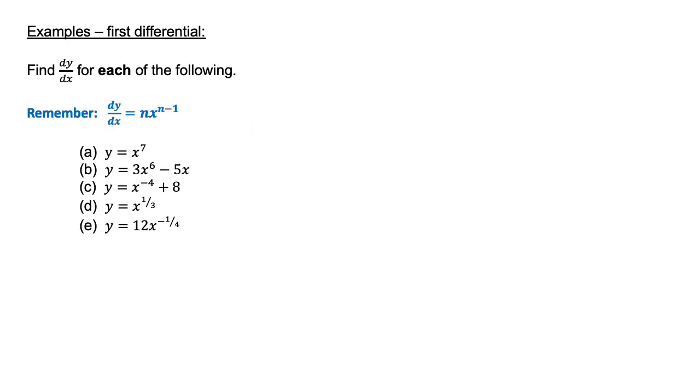Okay, let's have a look at some examples. So we're going to differentiate these expressions. We're going to work out dy by dx. So in A, we've got y equals x to the 7. We times by 7 and then take 1 away from the power. So if I substitute any value of x into that, that will give me the gradient of that particular curve, x to the 7, at that point.